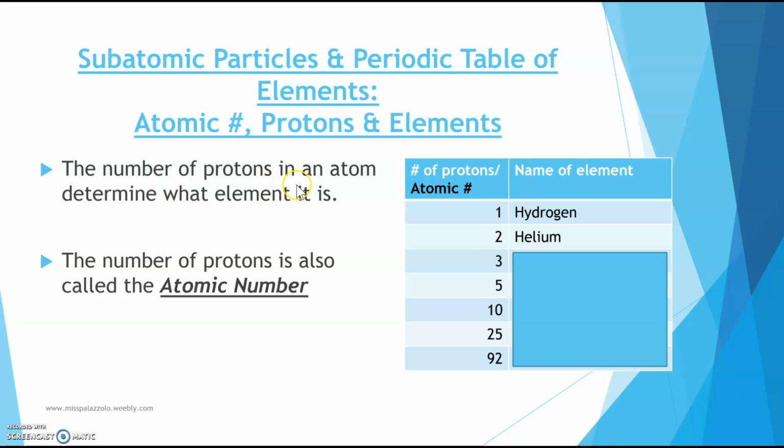We use the number of protons in an atom to determine what element it is. So for instance, the number of protons in hydrogen is 1, and we classify 1 proton as hydrogen. We classify 2 protons as helium. Looking at your periodic table, what do you classify 3 protons as? Lithium. Good. And what do you classify 5 protons as? 10 protons? 25 protons? 92 protons? Take a look at your periodic table and see if you can fill in the rest of this chart. Pause the video here before I reveal the answers.